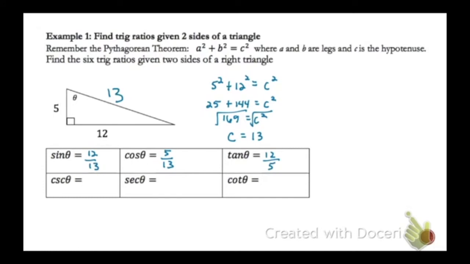Now our lesser 3 trig functions are easy at this point. Cosecant is the reciprocal of sine, so we can just flip that sine ratio. Secant is the reciprocal of cosine, and cotangent is the reciprocal of tangent. So we've done it. We have found the 6 trig ratios. We're going to use these later in problems to solve triangles.